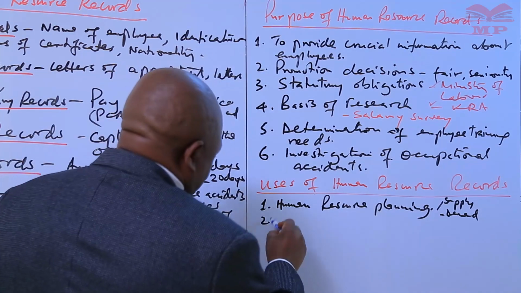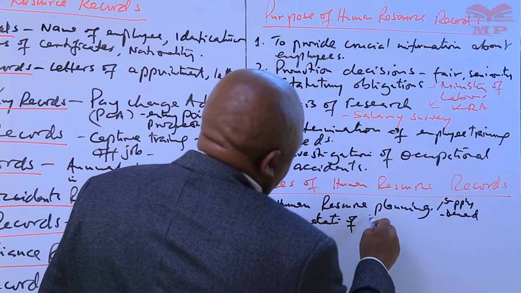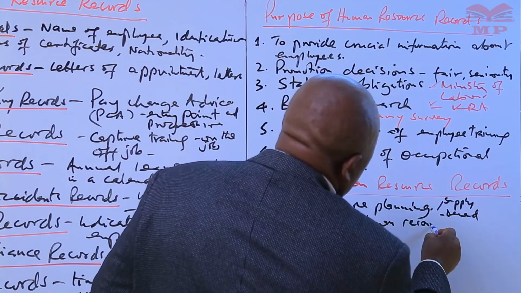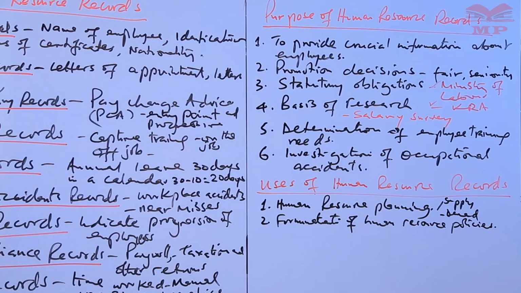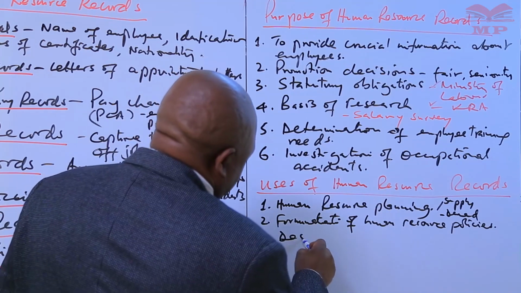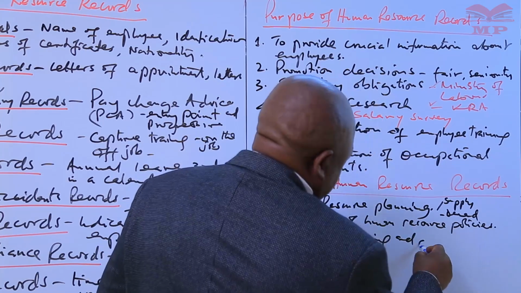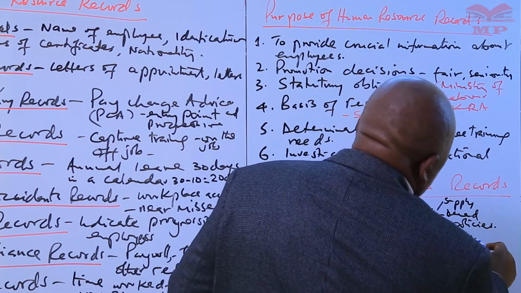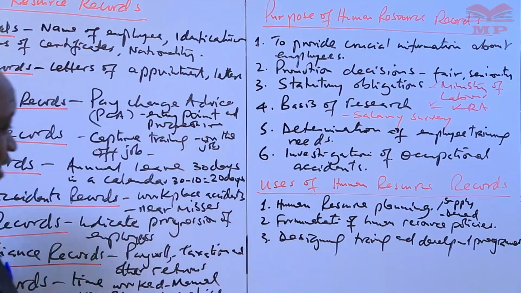Then there is the element of formulation of human resource policies, human resource policies. So when an organization wants to formulate human resource policies, it can also be able to use the records that they have. And then there is the issue of designing training and development programs. Designing, training, and development programs. That could also be one area where human resource records can also be used.